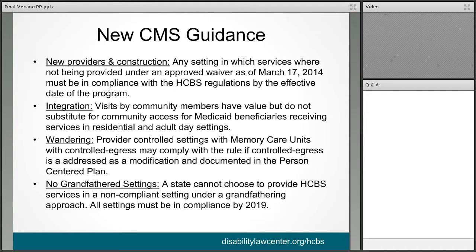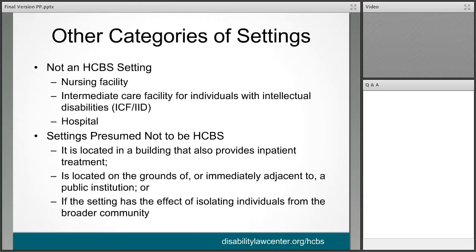Okay, and then the last set of new guidance that we've also had some questions about is that there are no grandfathered settings under the settings rule. And so the guidance has said that a state cannot choose to provide HCBS services in a non-compliant setting under a grandfathering approach. All settings must be in compliance by 2019. And so this is really the purpose of the transition plan.